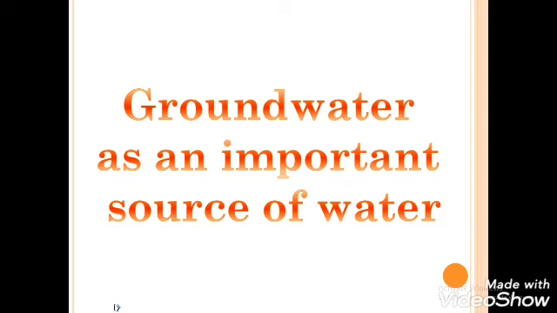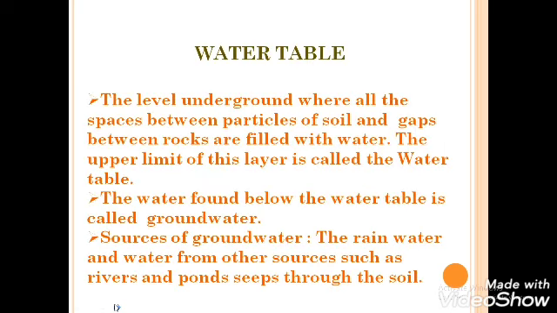Groundwater is an important source of water. We know that if we dig a hole in the ground near a water body, what would we find? We may find that the soil is moist, right? The moisture in the soil indicates the presence of water underground. If we dig deeper and deeper, we would reach a level where all the spaces between particles of soil and gaps between rocks are filled with water. The upper limit of this layer is called what?